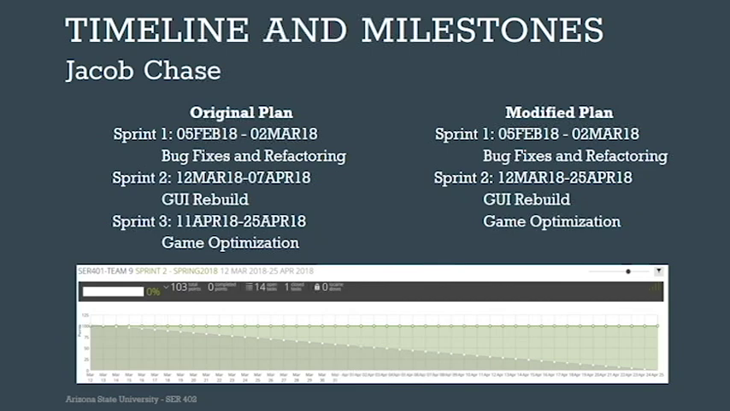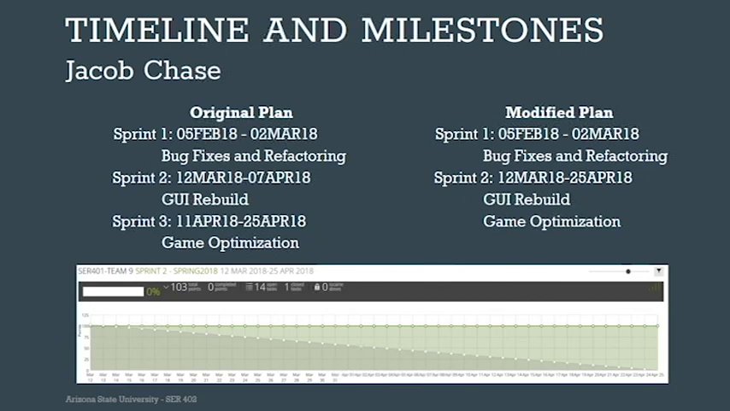The first sprint had a focus on fixing bugs and refactoring, the second focuses on a rebuild of the GUI for our mobile game, and the third will focus on speed of deployment and optimizations for our game. The initial timeline can be seen above, with Sprint 1 lasting for about 26 days, Sprint 2 for 27 days, and Sprint 3 for 27 days.